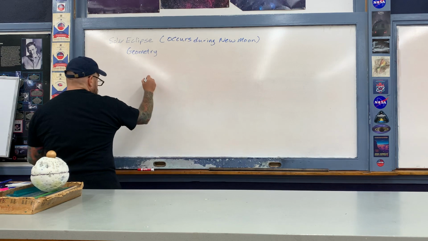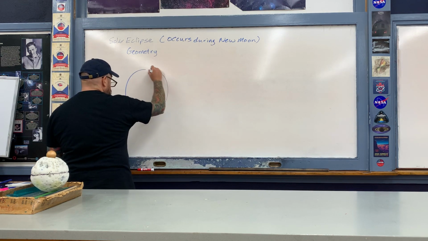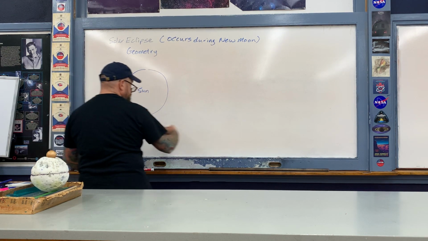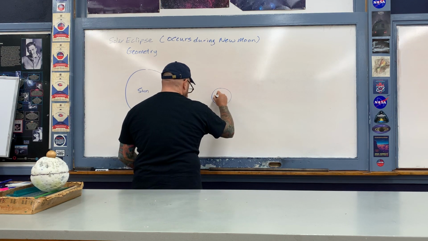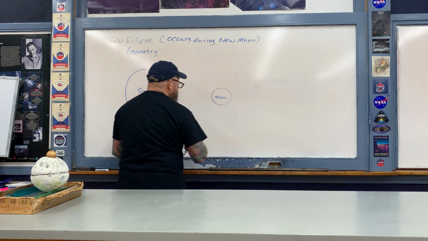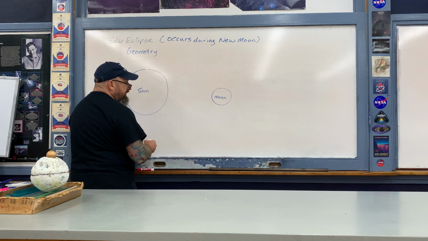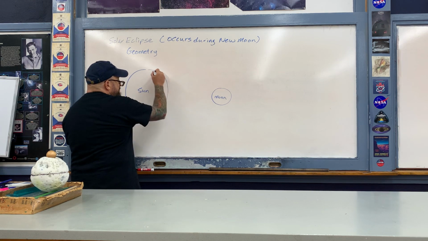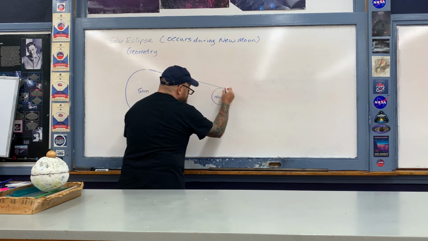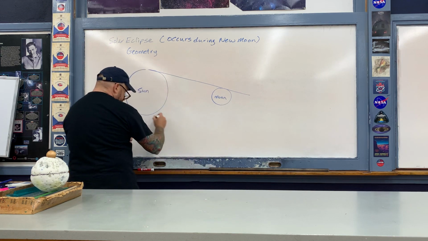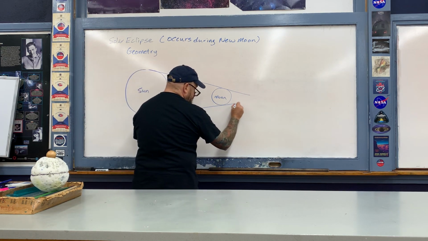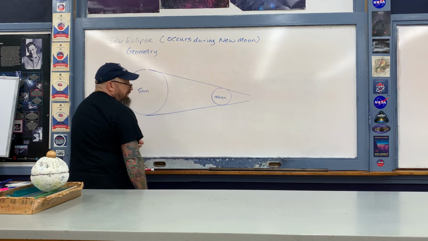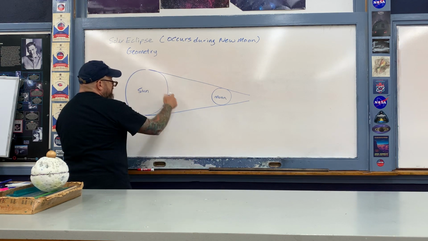So let's set it out to scale. Right here is the sun. Right here is the moon. Okay, and then we first of all form the umbra in the following way. We have sunlight coming from the top of the sun, passing by the top of the moon like so. Sunlight from the bottom of the sun passing by the bottom of the moon like so. There's the umbra. And then the penumbra is formed in the following way.